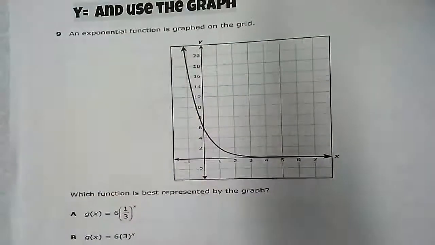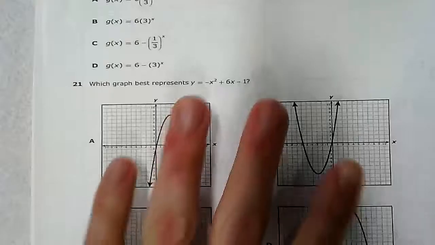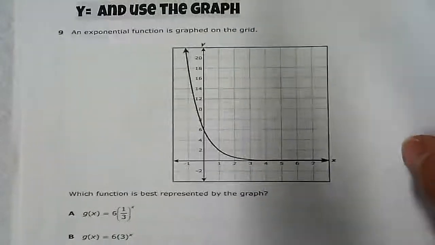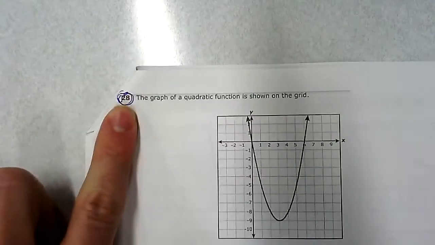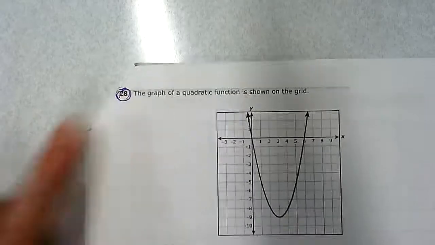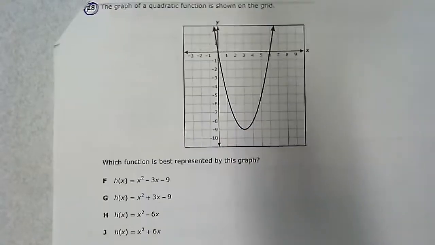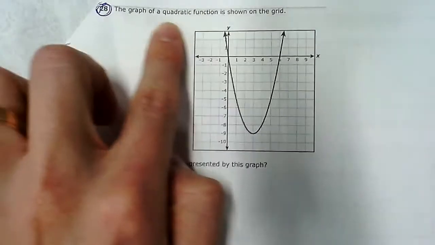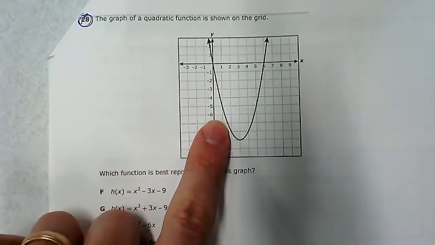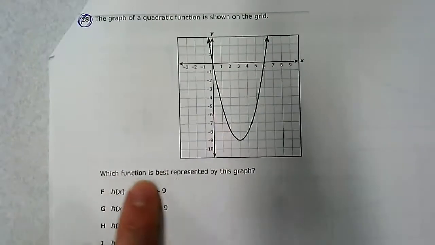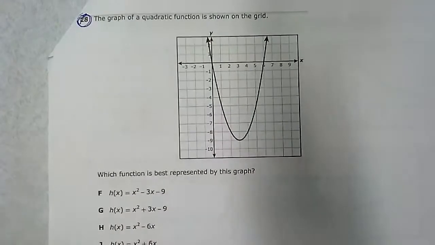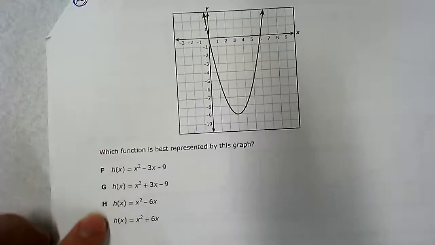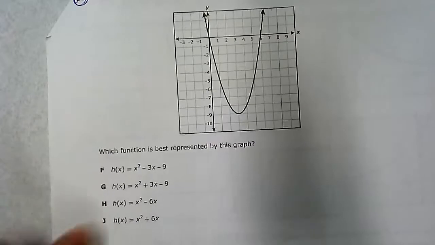So I'm not going to do the first example. I'm not going to do this question either. You're going to flip the page over, and we're going to start with number 28 is what it's listed as. It looks like this. Okay? It says, the graph of a quadratic function is shown on the grid. Which function is best represented by this graph? And we have 4 equations here.